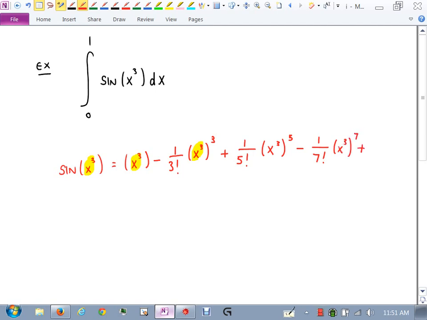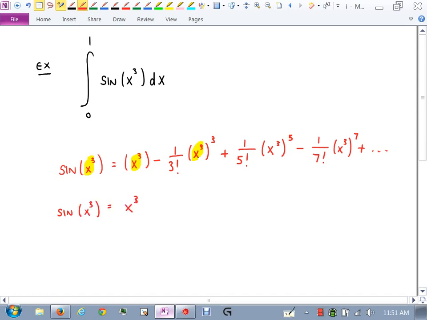Yes. And it keeps going, right? Now what we want to do is integrate this. We want to integrate this, so that means we want to integrate both sides. So maybe before I integrate it, let's clean this up. Let's just rewrite this. Let's actually raise these powers out.